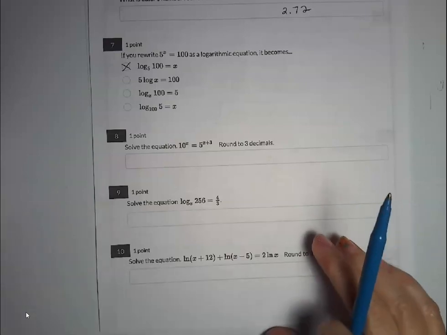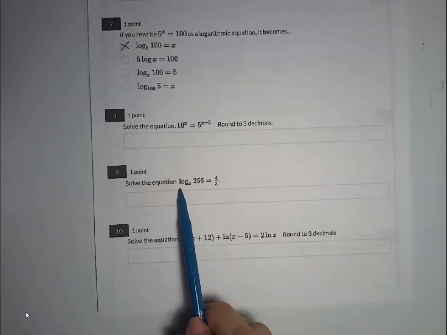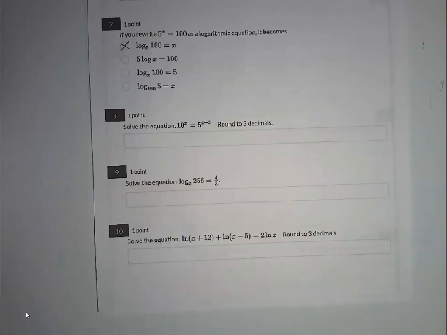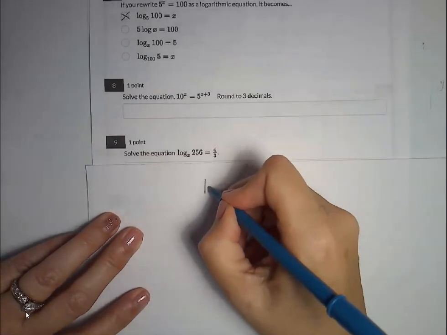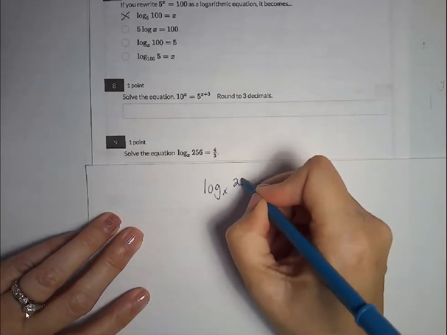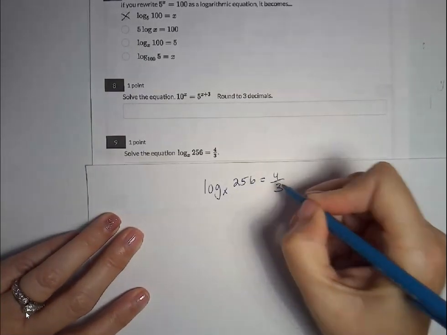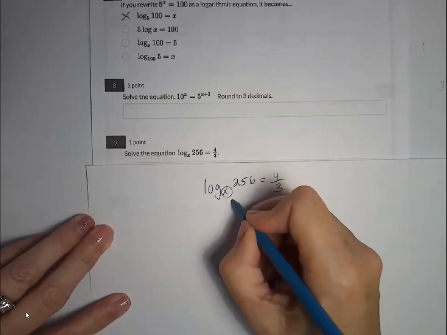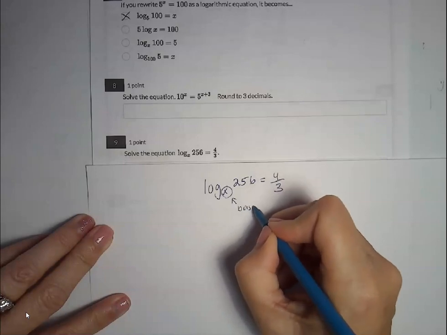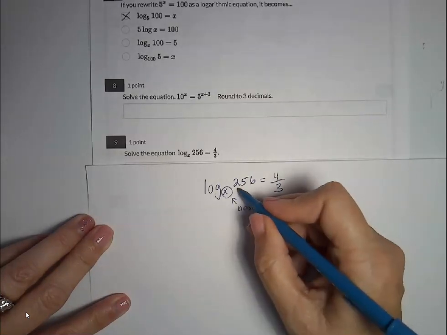Okay, let's look at the next one. Solve log base x of 256 is equal to 4/3. Okay, so there are many ways to do these problems. I'm going to show you my way. So I would just rewrite this as an exponential. So we know that this is the base. We call that log base x of 256.